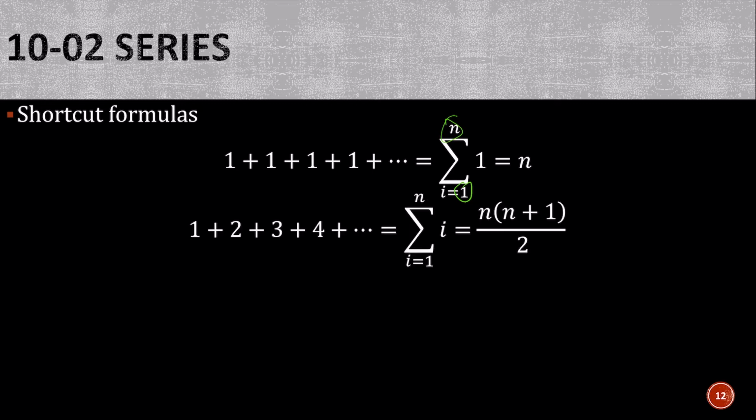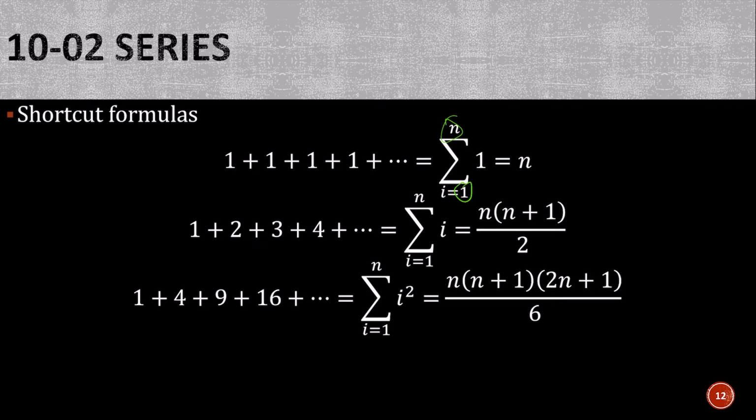There are some shortcut formulas. If you add 1s, 1 plus 1 plus 1 plus 1 plus 1, from 1 through n, so we're starting at 1 and we go through n, it just equals n. Then 1 plus 2 plus 3 plus 4, so that's the sum of i from 1 through n. It's n times n plus 1 over 2. And these are perfect squares. 1 squared plus 2 squared plus 3 squared plus 4 squared. So it's the sum of i squared equals n times n plus 1 times 2n plus 1 all over 6.